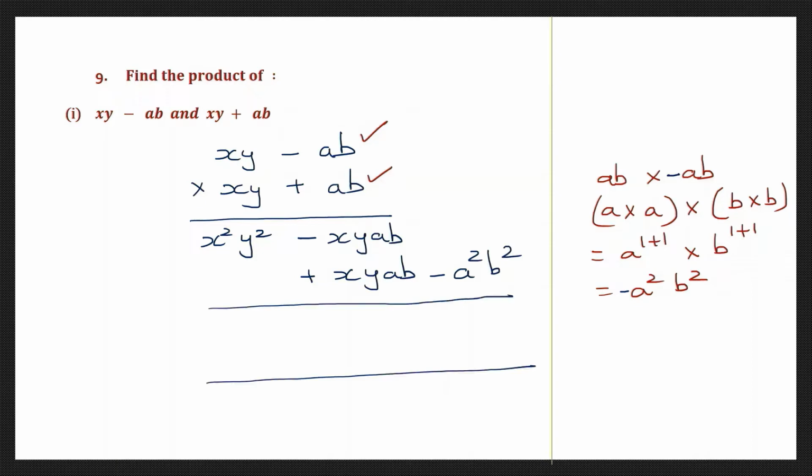So let's put it all together, x square y square. Now here minus and plus will get cancelled, so this is 0. And here we have minus a square b square. So what is our final answer? x square y square minus a square b square.